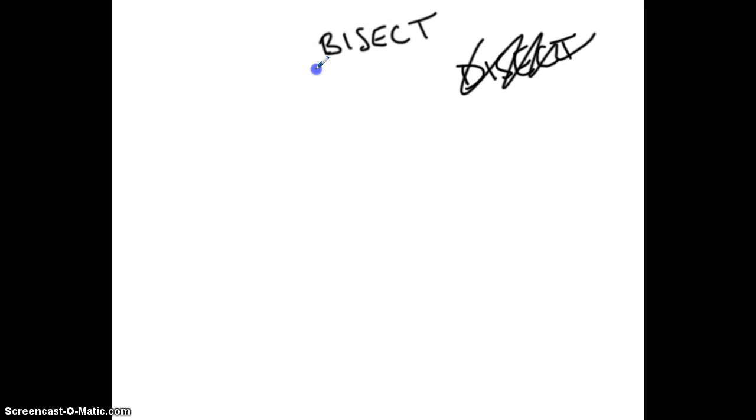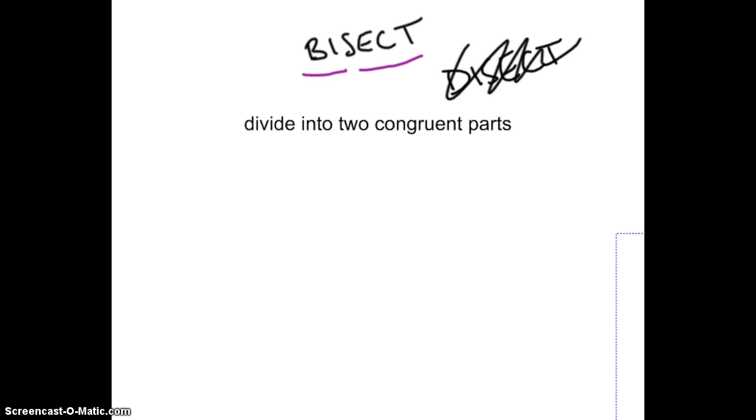You have the prefix bi meaning two, as in bicycle, two wheels. And you have sect, and just like in dissect, that's going to be cutting up, breaking up. So the word bisect means to divide into two congruent parts.